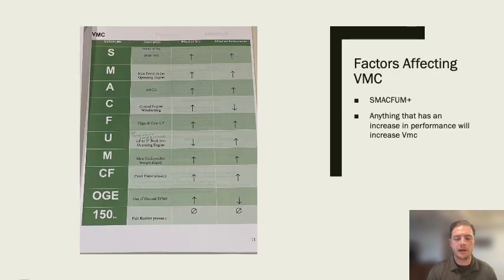Some of the various factors that affect VMC, we can use the mnemonic SMAC-FUM, which is what my instructor taught me. Basically, when it comes to VMC, anything that has an increase in performance is going to increase VMC. The first one, on a standard day, is going to increase the performance of the aircraft. Obviously, on a standard day, the air is going to be more dense than if it was hotter. So this is going to increase VMC. The second one, max power in the operating engine, is going to increase performance. It's going to increase VMC.